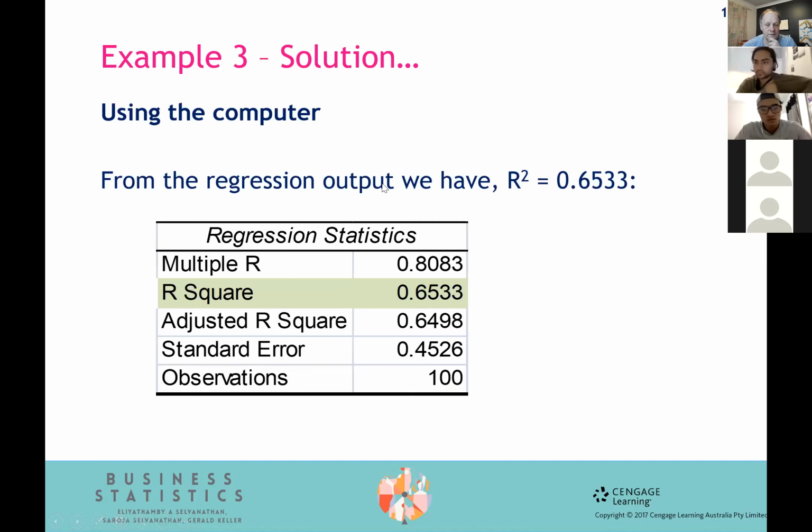From the regression output, we've got this. So, yep, that's where you see it. You don't have to worry yourself about the adjusted error or the standard error observations. It's just to make sure you've got all the data in.